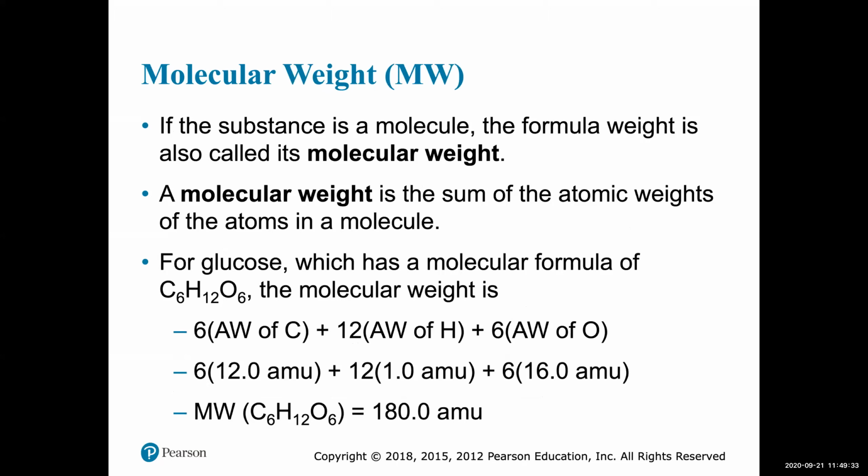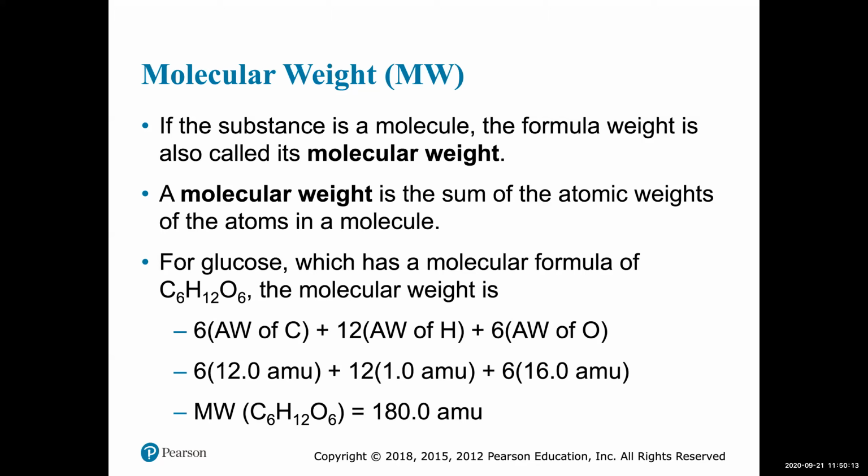So here we have glucose, C6H12O6. To get that molecular weight, let's do carbon first. We look up the atomic weight of carbon, that's 12, and we know there are 6 carbon atoms, so that contribution would be 6 times 12. Hydrogen, we have 12 hydrogen atoms. The atomic weight of hydrogen is 1, so it'd be 12 times 1. Oxygen, there are 6 oxygen atoms because the subscript is 6, so it'd be 6 times the atomic weight of oxygen, which is 16.